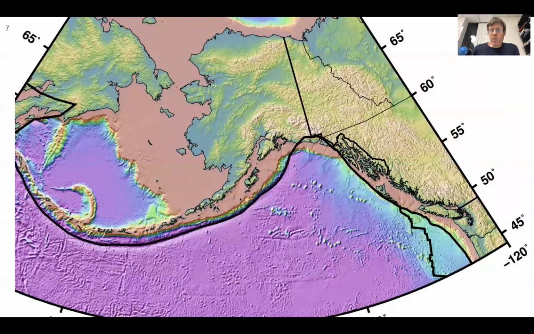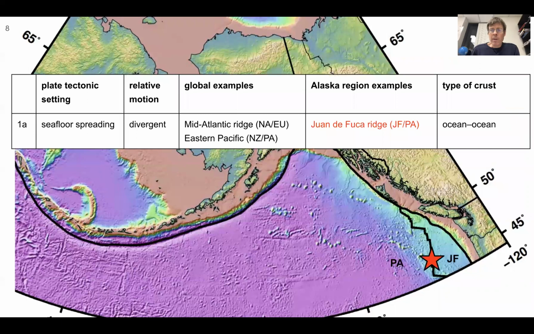If we look in the Alaska region, we have the Juan de Fuca Ridge along here between Pacific and Juan de Fuca, where the Pacific plate moves up to the northwest and Juan de Fuca goes to the east and subducts at the Cascadia subduction zone. This would be a divergent motion across this boundary, and that would be ocean crust being formed.